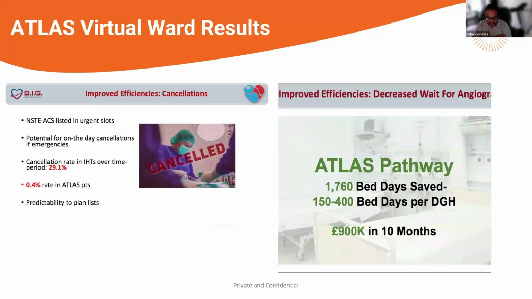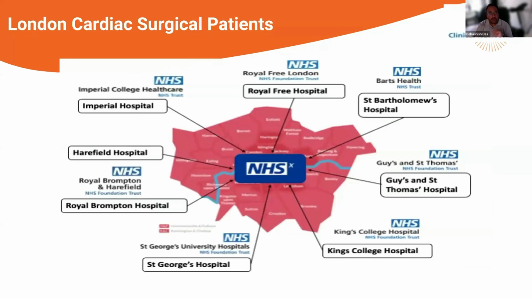In addition, there were low cancellation rates for these patients. We were changing non-elective patients to elective patients, giving a more predictable list. So not only bed day savings, but Barts has now made over £1.2 million in elective recovery tariff by being able to change a non-elective patient into an elective procedure.